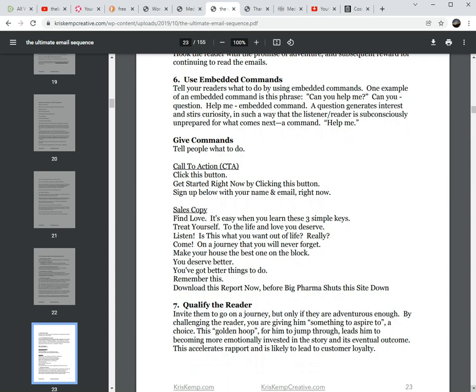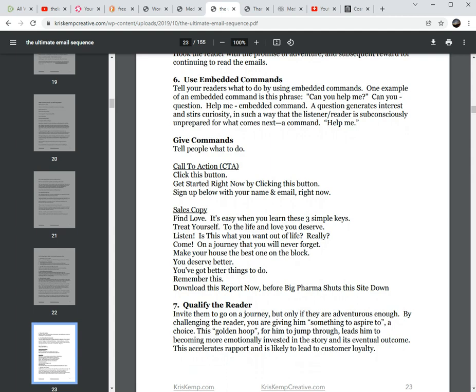Come on a journey that you will never forget. You could say, come. And then where are you going? You'll see. Make your house the best one on the block. You deserve better. You've got better things to do. Remember this. Download the report now before Big Pharma shuts this site down.